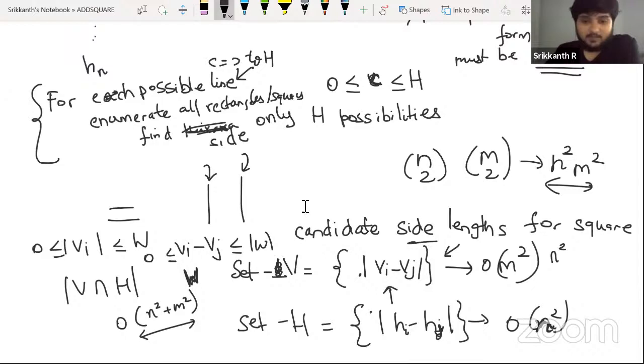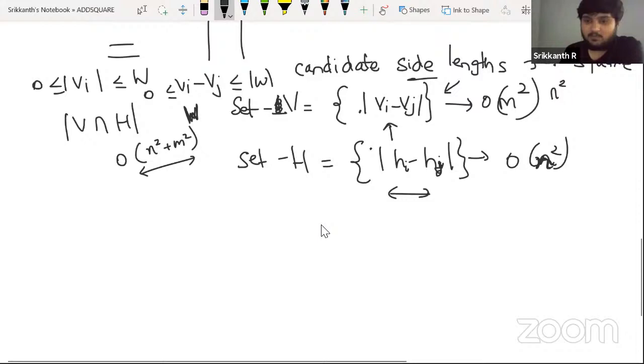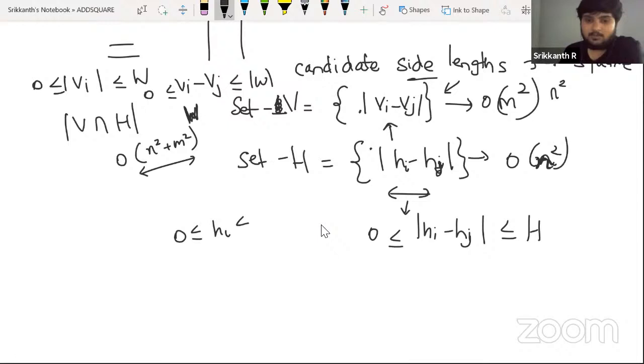And similarly here, this can only be between zero and H, right? Because we are given that all the Hi's are within zero to H, and so the magnitude of the difference also will be between zero and H. Right. So at this point, let's make a frequency table.